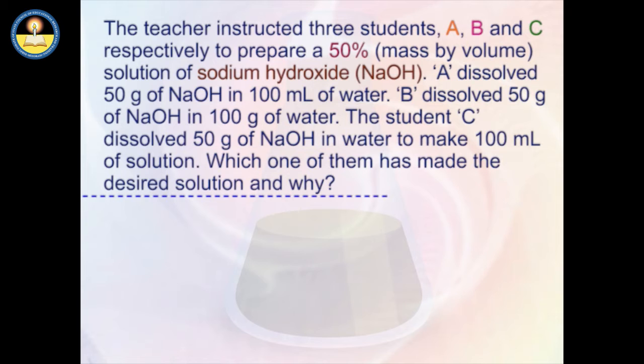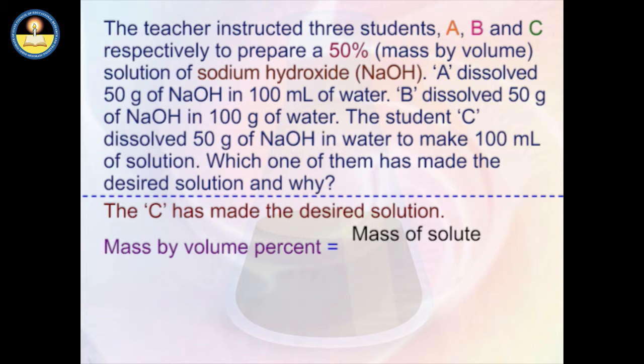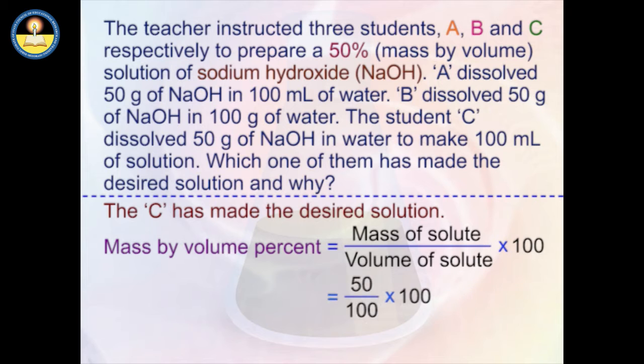And the solution is, C has made the desired solution. Mass by volume percent is equal to mass of solute divided by volume of solution multiplied by 100, which amounts to 50 divided by 100 multiplied by 100 equal to 50%.